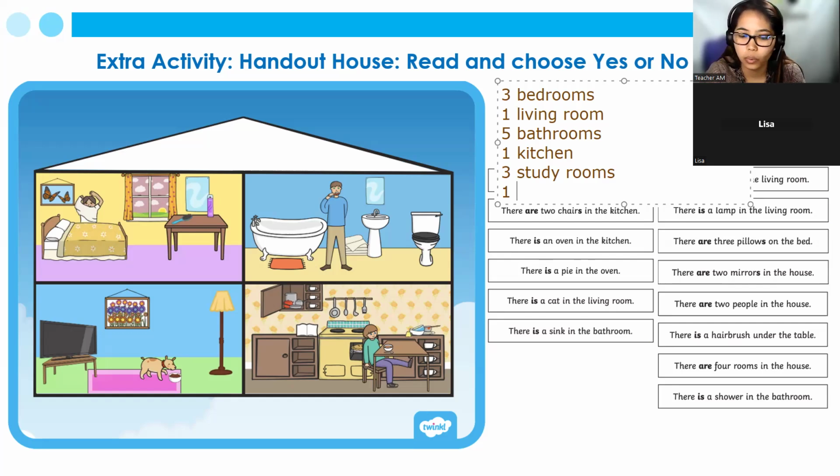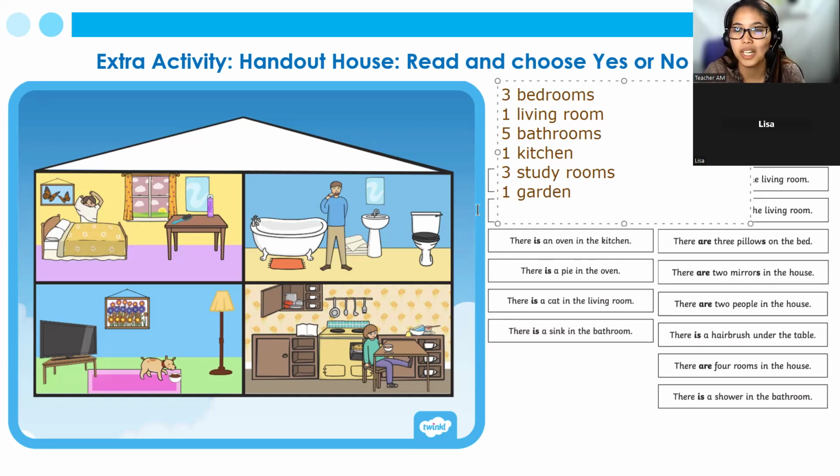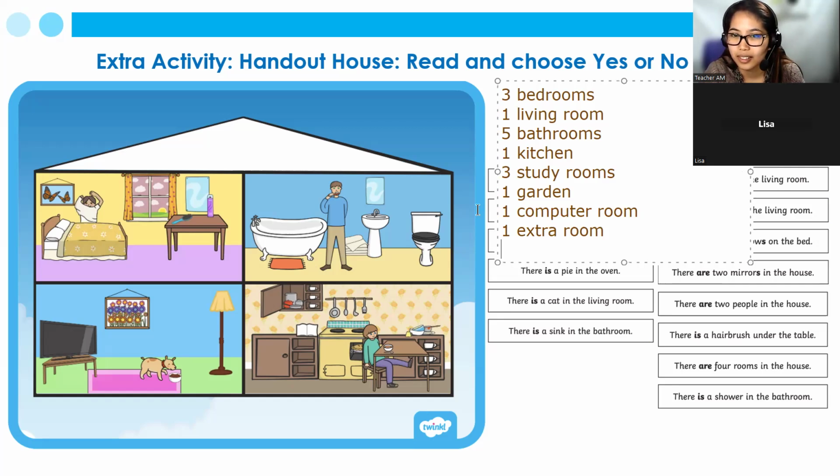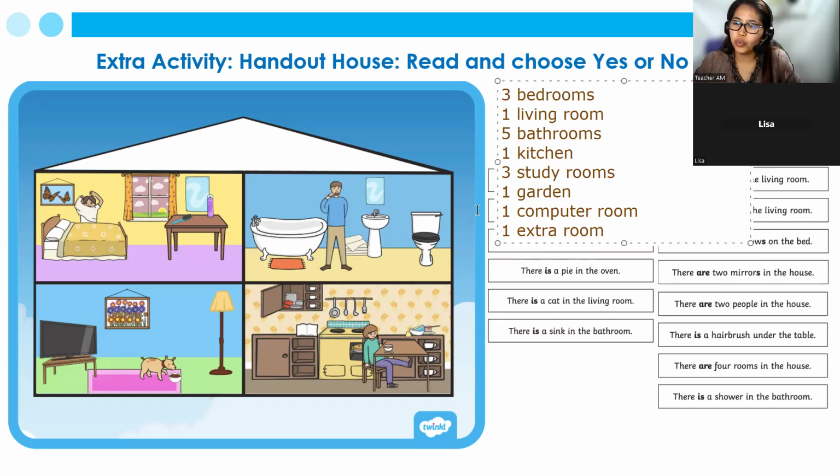One garden? Yes. Great. Anything else, Dolin? 1 room for my dad to do computer, and 1 room is for my dad also. So we call that one computer room. Then another room for doing things. Okay, one extra room. Is that fitness? Wow, that's a lot of rooms in your house, Dolin. Your house must be very big, right?